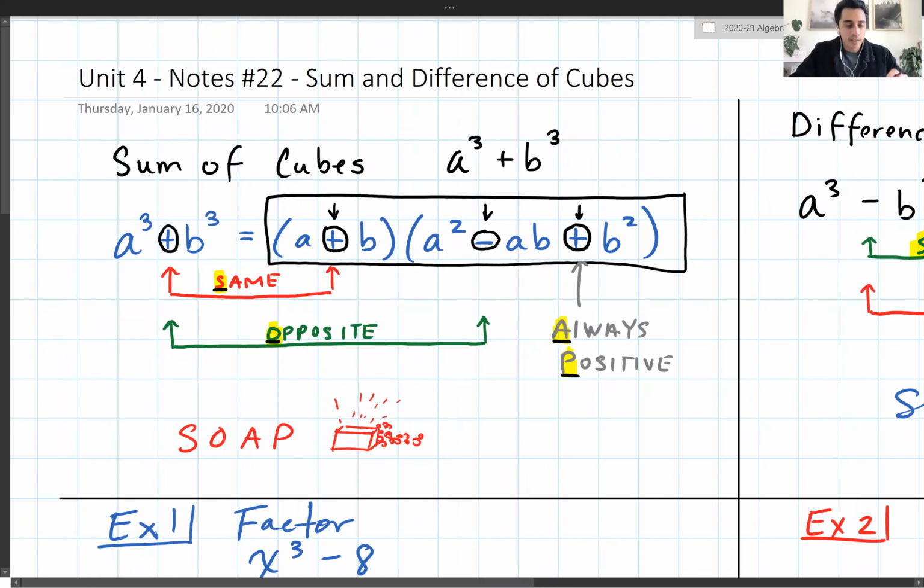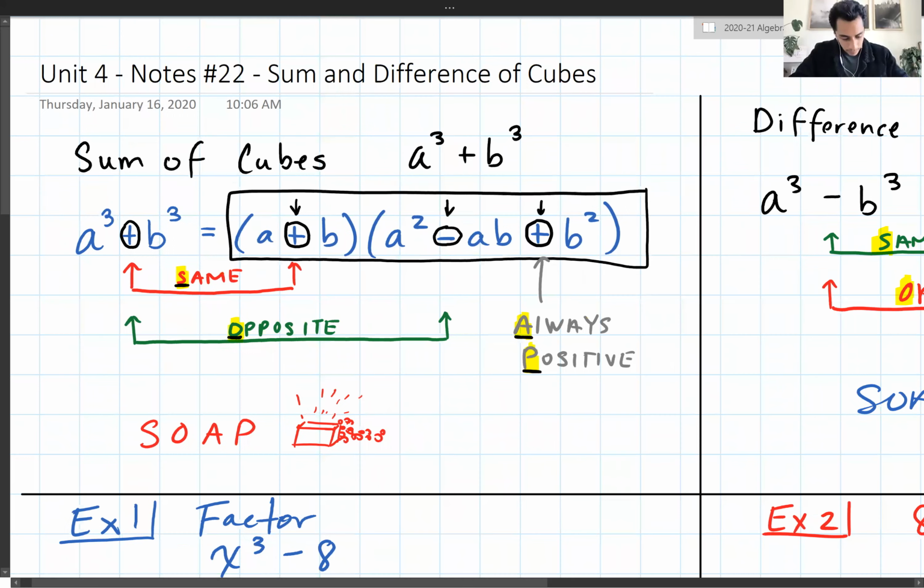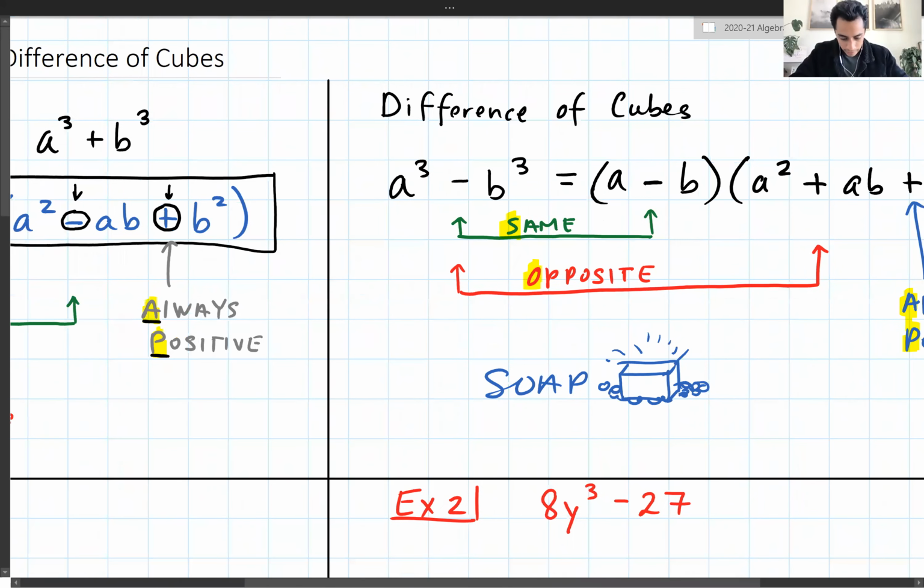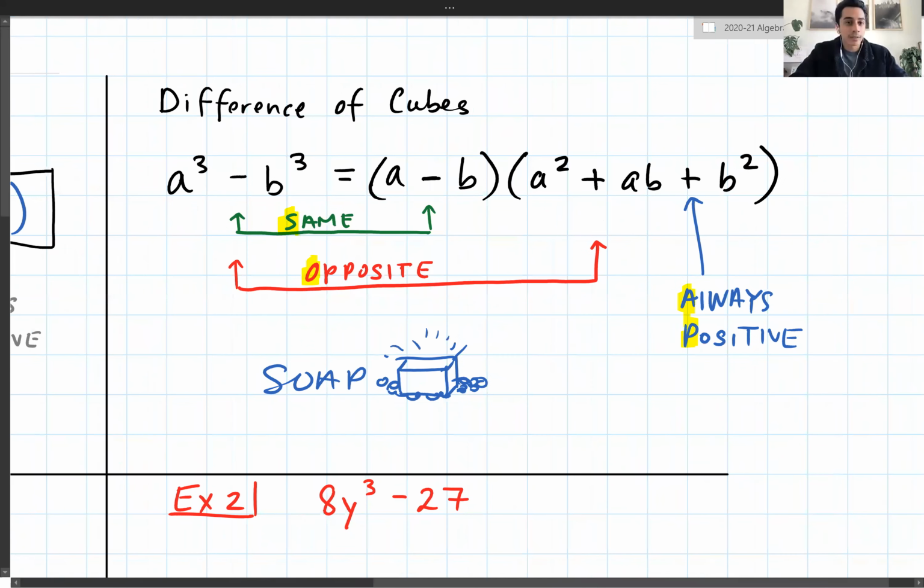Difference of cubes takes on almost an identical form. It's just that the symbols are different. Now what we're looking at is a cube, a to the third, minus another cube, b to the third. Notice how we still have a and b, a squared, ab, and b squared. The only difference is the symbols have changed. So check it out. Here, now we have minus in between: a to the third minus b to the third.